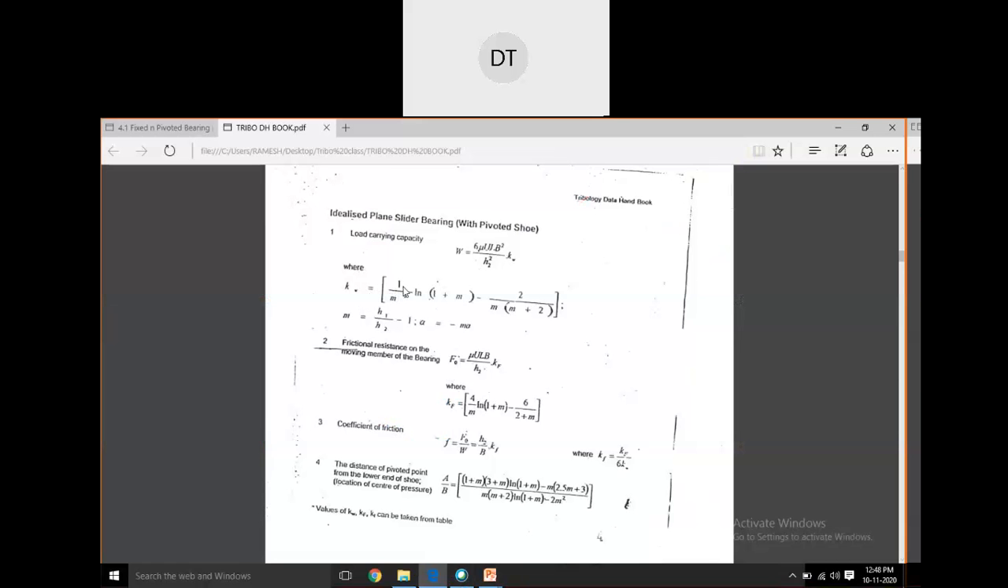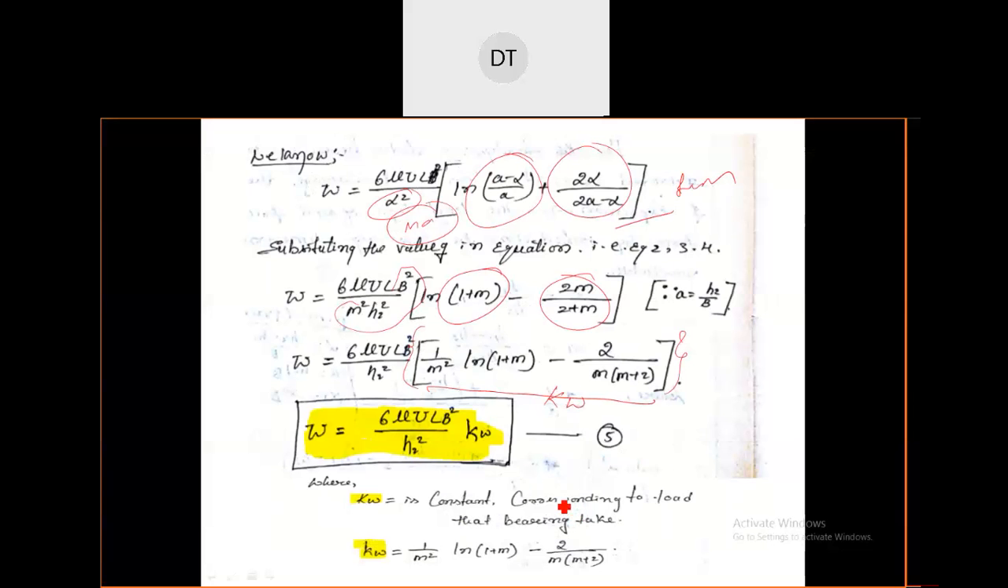So Kw is equal to 1 by M square ln(1 + M) minus 2 by M into (M + 2). The same thing here. After this simplification, it remains, and that I have written here: W is equal to 6 mu U L B by h2 square into Kw, where Kw is a constant. That value is 1 by M square ln(1 + M) minus 2 by M into (M + 2).